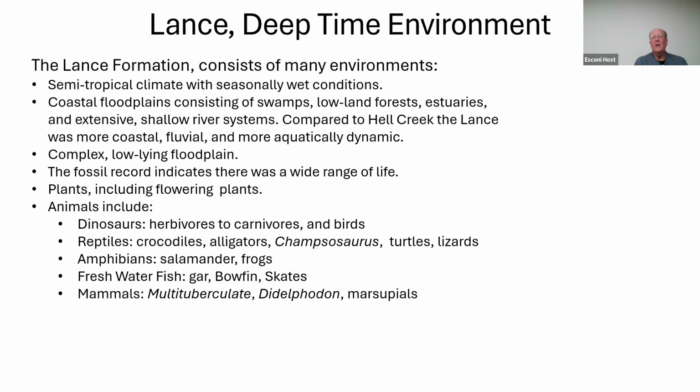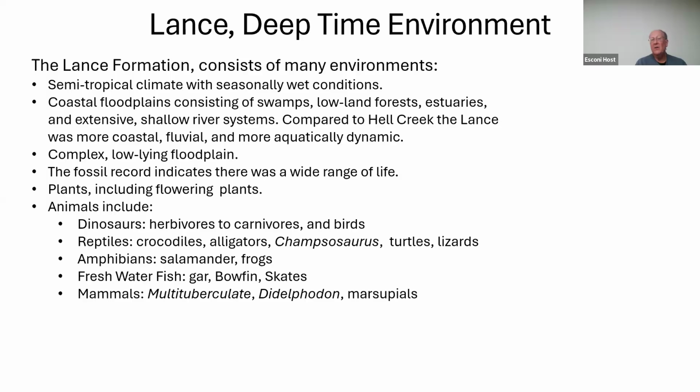The fossil record indicates there was a wide range of life, which is indicative of the fossils that we are finding there. We have found not only dinosaurs, we have found reptiles, we have found amphibians. And that's just the animal life, not the plant life. At that time, we did have flowering plants. The animals included your regular dinosaurs, both herbivorous, carnivorous, and omnivores, along with birds. Although I haven't seen anybody find bird bones yet, it would be very exciting to do so.